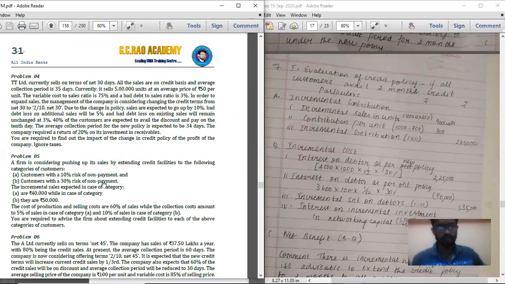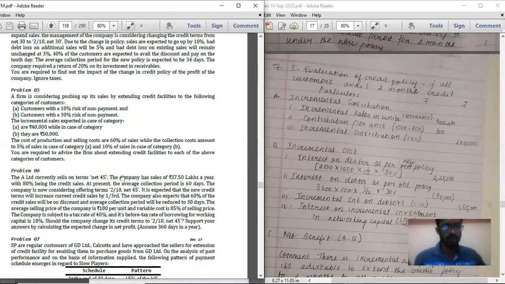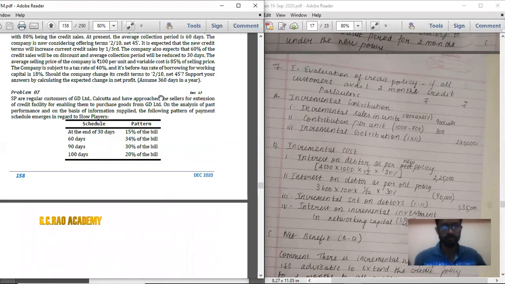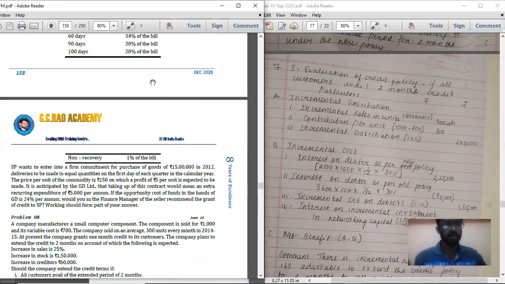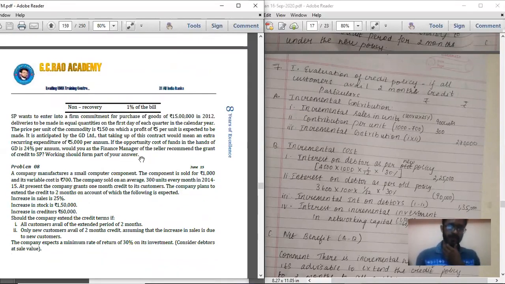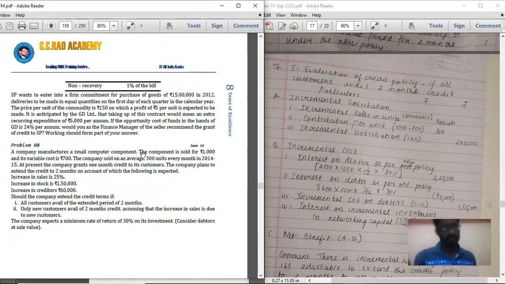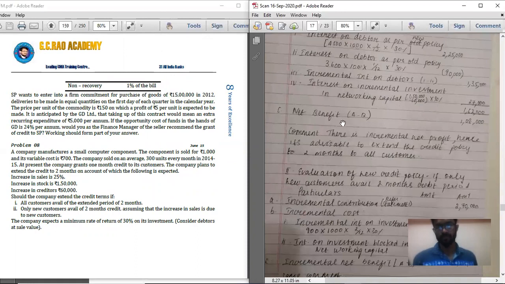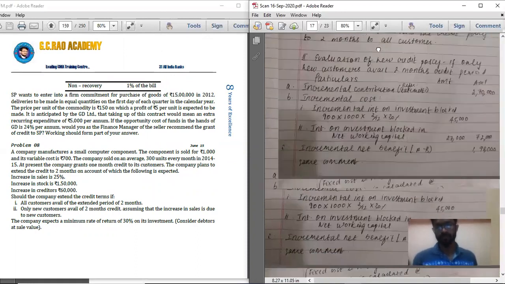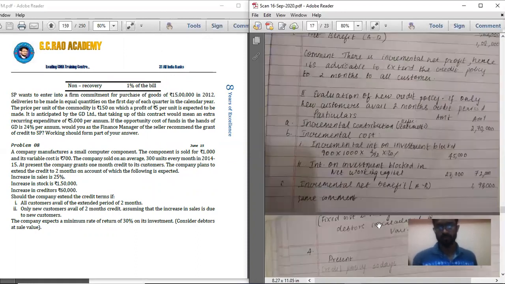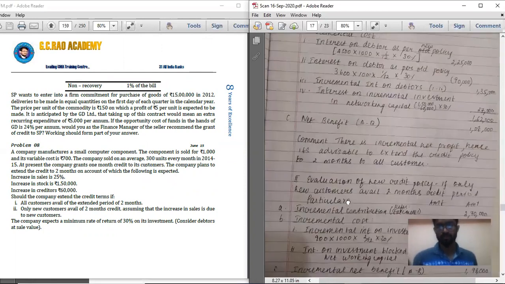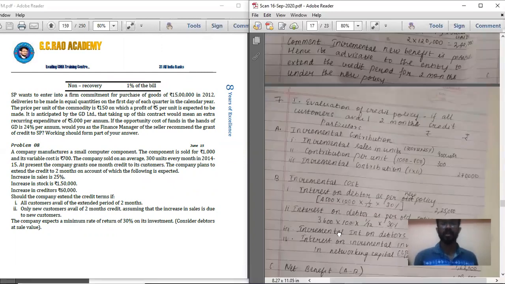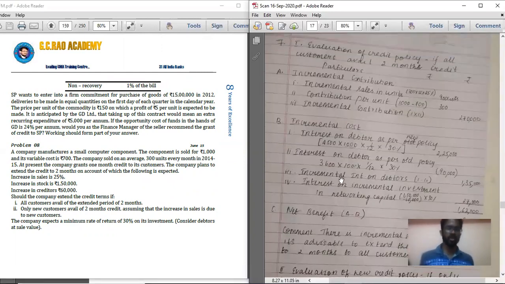That is problem number 8. Come to problem number 8. Examination sum. Similar kind of sum. First we'll solve the question, then we'll come to the solution.